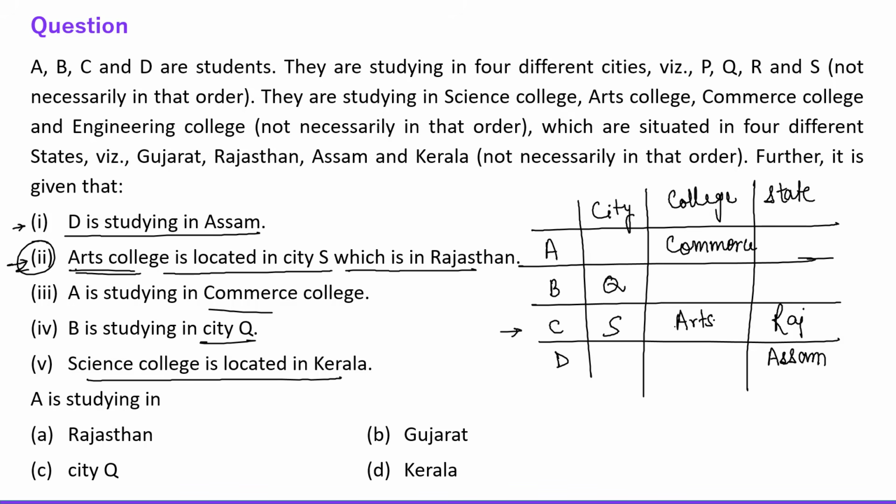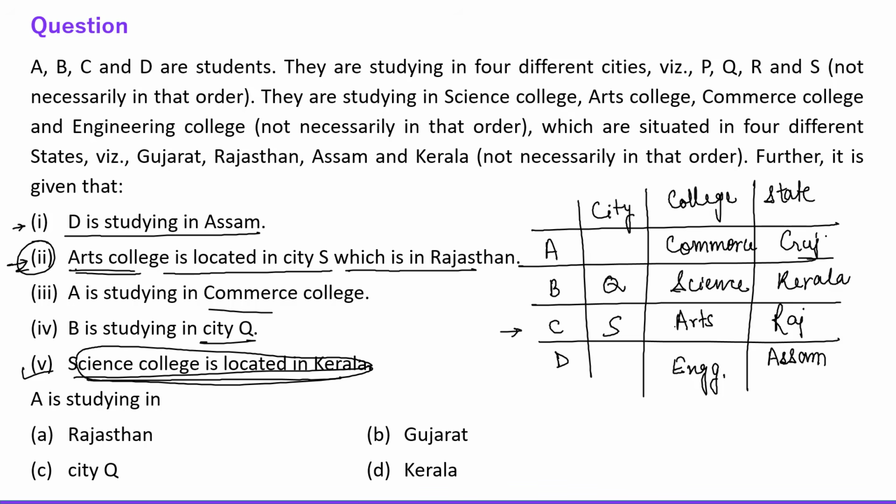Okay. Then they are saying last information, Science College is located in Kerala. So Science College is in Kerala. Right? And then obviously engineering and Gujarat. Engineering is left here and Gujarat is left here. Okay. And we are not sure about the city of A and D. This information we are not getting from the question.